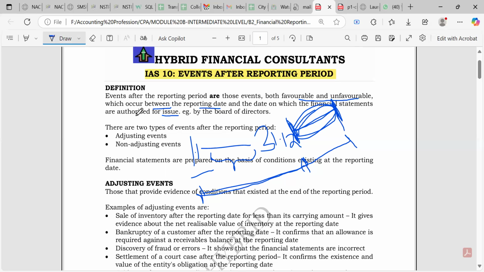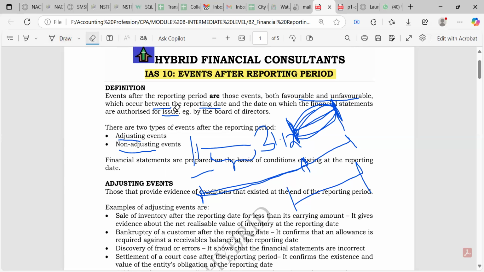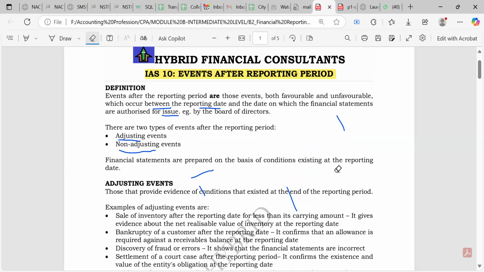So when speaking of these events between the reporting date and the date they are authorized for issue, we could have adjusting, but also non-adjusting events, right? Yes, we could have both of them. So we now need to know what adjusting events are and what non-adjusting events are. After that one, the standard is done. So it's simple, right?